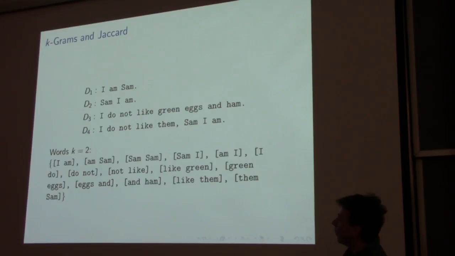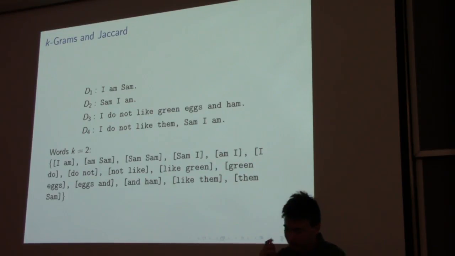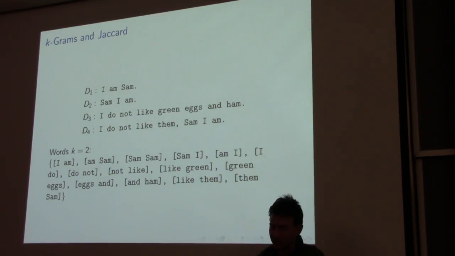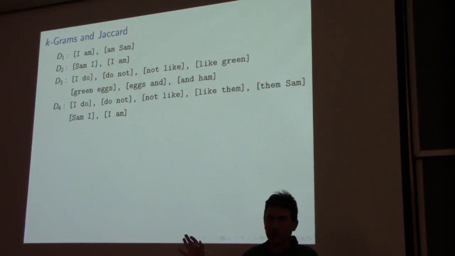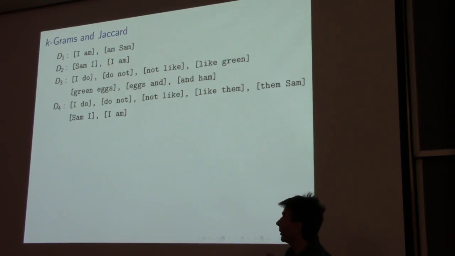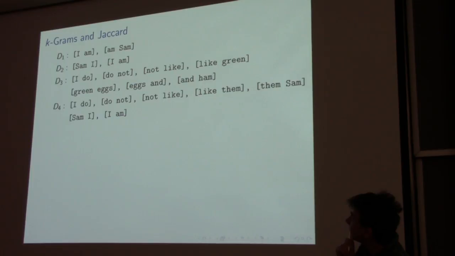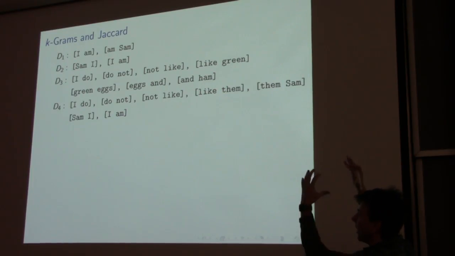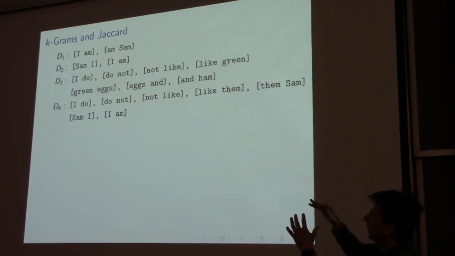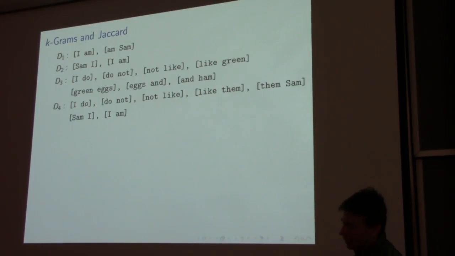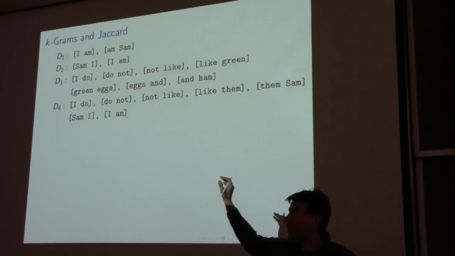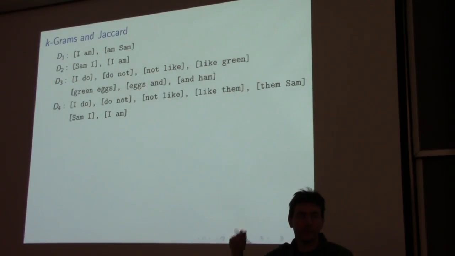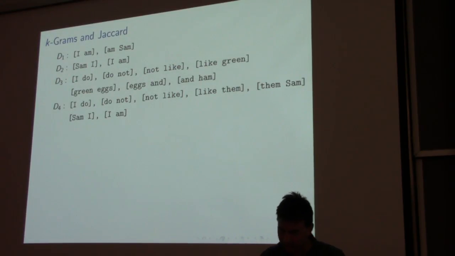I'm going to use word k-grams with k equals 2, converting these documents into these k-grams. So "I am Sam" becomes "I am" and "am Sam". "Sam I am" becomes "Sam I" and "I am". And notice that "I am" appears in both of the first two lines.